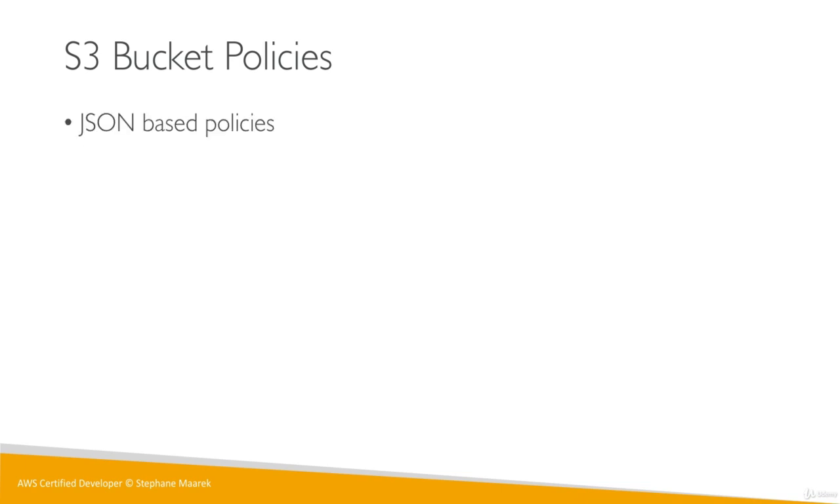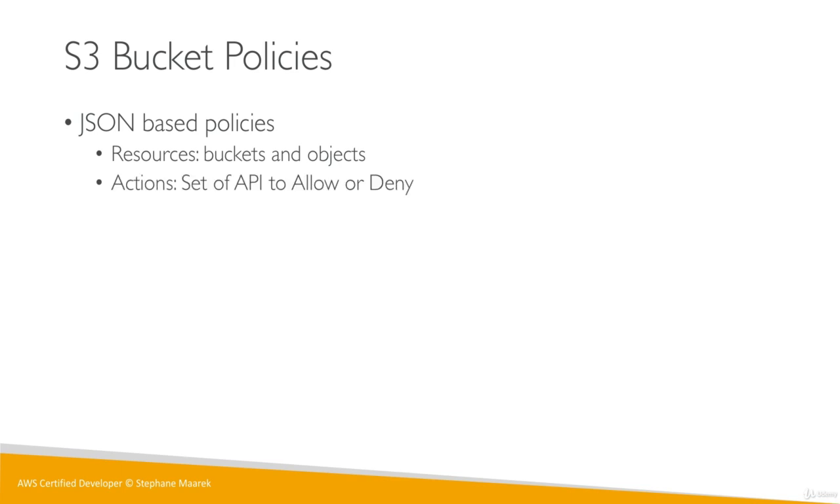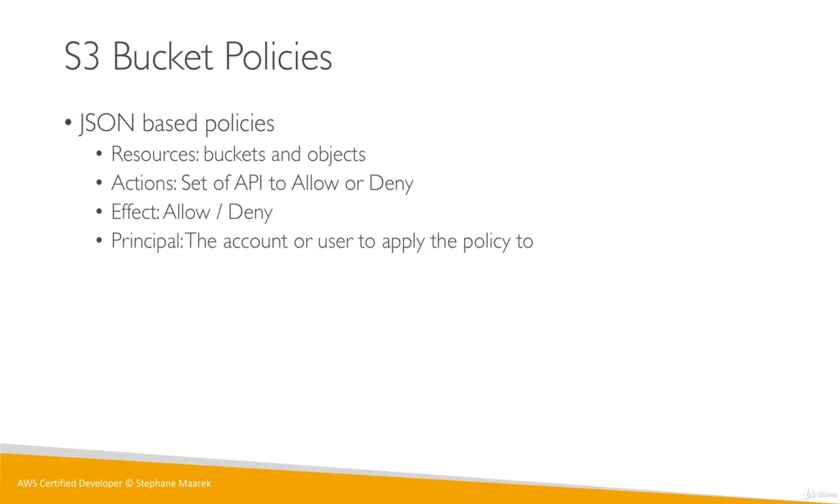For the bucket policy, basically it is a JSON-based policy document. And it will have 4 major elements. The resources, which are the buckets and the objects the policy will apply to. The action, which is a set of APIs that will be allowed or denied. The effect, which is either allow or deny, and the principal, which is the account or the user to apply the policy to.